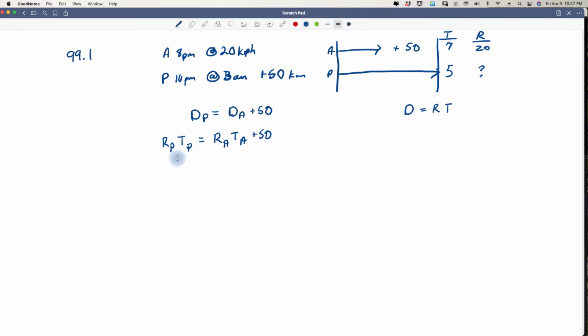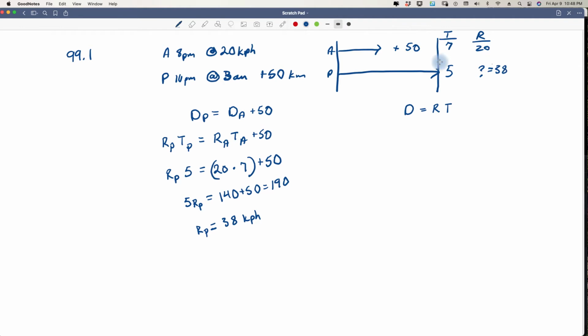So we can drop in, we don't know what the rate of Patroclus is, but the time of Patroclus was 5. The rate of Achilles was 20, and the time of Achilles was 7, plus 50, right? So we have 5 times the rate of Patroclus, and I just like to write my whole number in front of my variable. And that's 140 plus 50, which equals 190, right? So 190 divided by 5 gives us the rate of Patroclus, and that's going to be 38 kilometers per hour. Okay? That was pretty straightforward. That was an easy one, so we can put 38 up here.